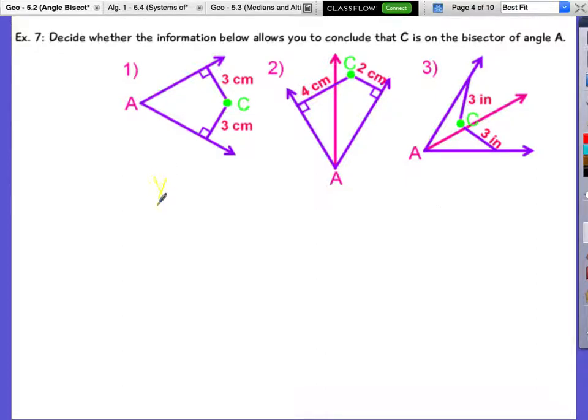Why do we have enough information? What do we know? Because it has two right angles. We're measuring along the perpendicular, and it's equidistant. Good word. Equidistant means the same distance from each. We know it's equidistant by it saying 3 centimeters and 3 centimeters. Those are the same number, so they're congruent. So yes, it must be on the angle bisector, because it's equidistant measured along the perpendicular.